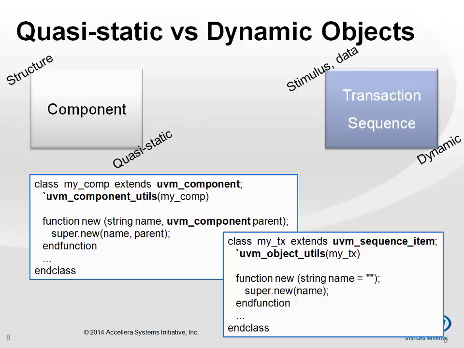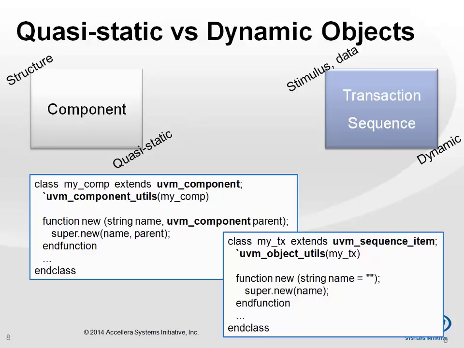So UVM components, which are quasi-static, are actually created at runtime during simulation at time zero. Time zero has a special significance. And that's when the structure of the UVM environment gets created. And then simulation runs as you know and love it. Time passes, events happen, non-blocking assignments get executed, all that good SystemVerilog stuff. And over time, we create other kinds of objects to represent sequences and transactions. And those are the guys over on the right that are dynamic.